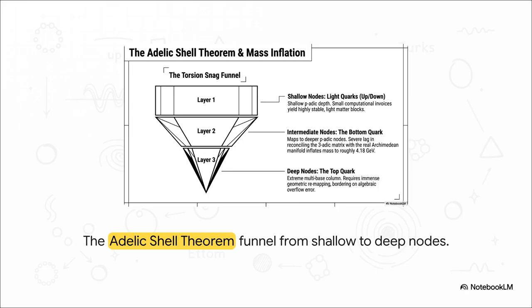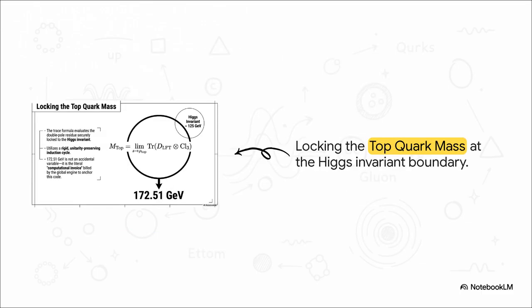Well, the engine uses the Adelic shell theorem, which acts almost like a giant funnel of processing lag. The light up and down quarks sit comfortably in shallow nodes, very small computational invoices. But as the formula forces its way into deeper p-adic modes, the resolution lag becomes severe. The bottom quark exponentially inflates to roughly 4.18 GeV just to resolve its code. And then we hit the absolute bottom of the funnel. The top quark. This is an extreme multi-base column of data that borders on an all-out algebraic overflow error. It is the absolute limit of the processor.